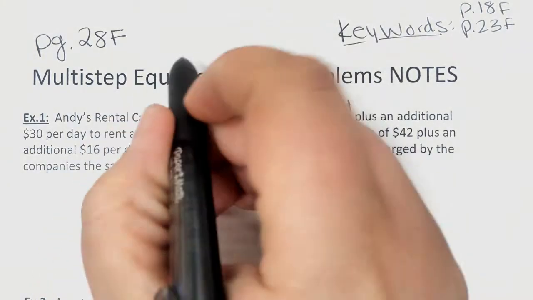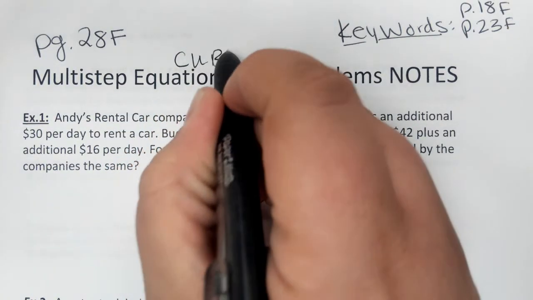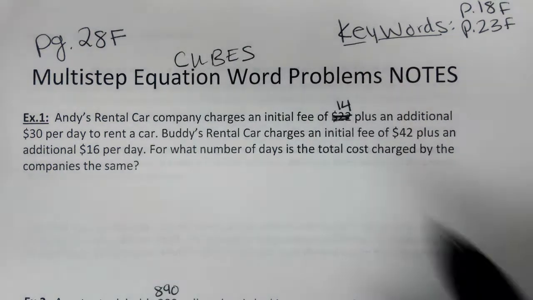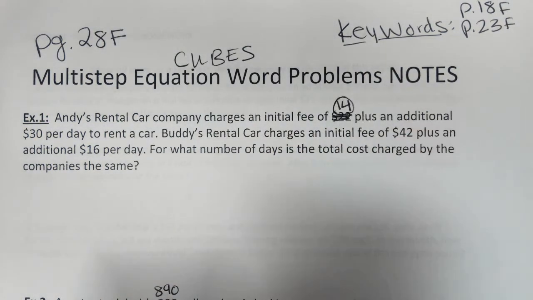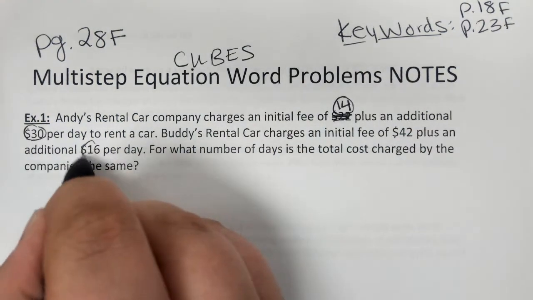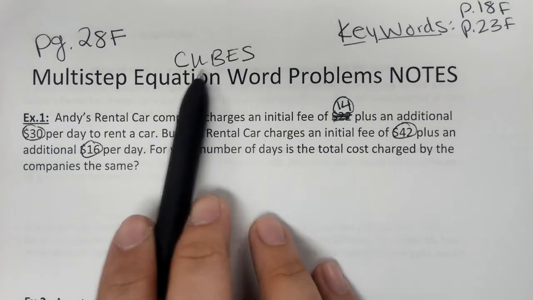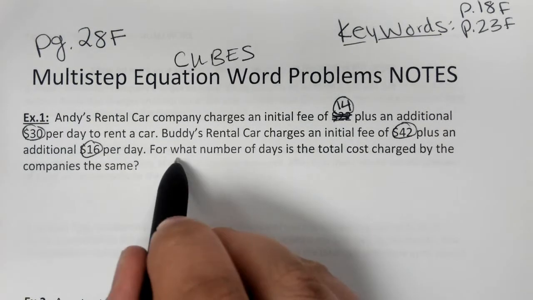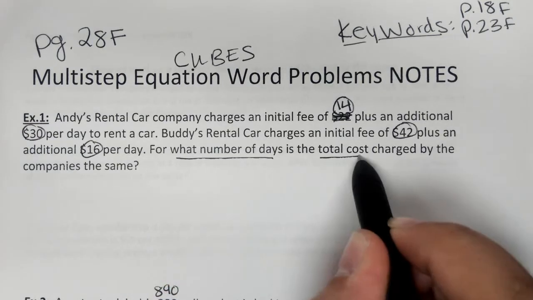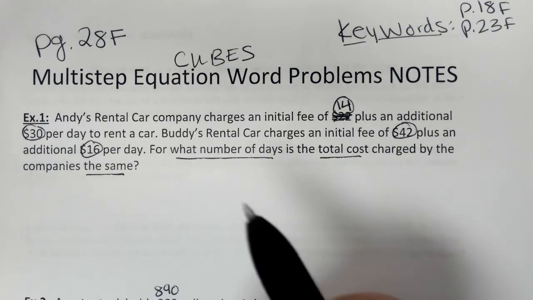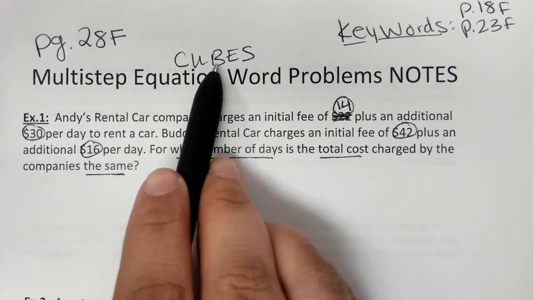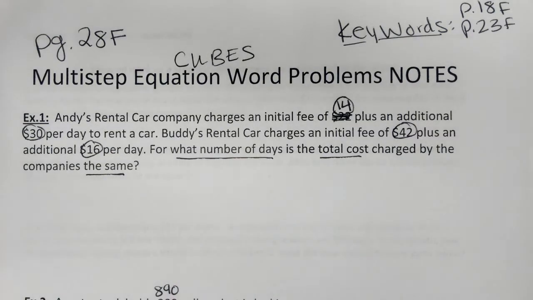If you're using that problem-solving acronym that we talked about, first you need to circle all of your important numbers. 14, 30, 16, 42. Now we'll underline the question. For what number of days is the total cost the same? Now we'll box our important information.